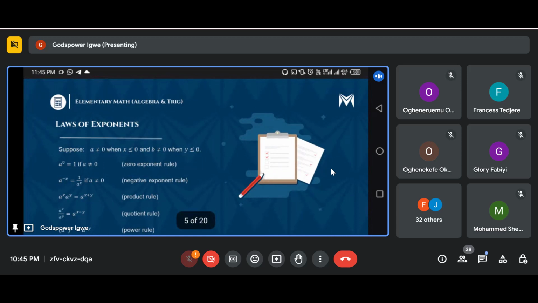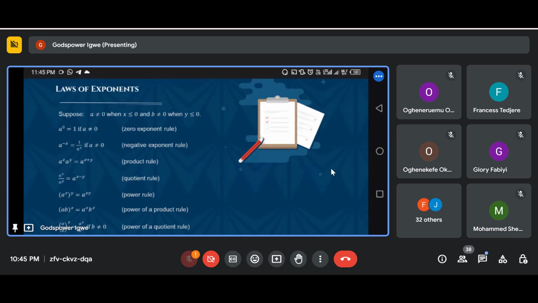Now we look at the laws of exponents. When you're multiplying, the powers are going to be adding together. And when you're dividing, the powers are going to be subtracting. That's the quotient rule. The other one that has to do with multiplication is the power rule.